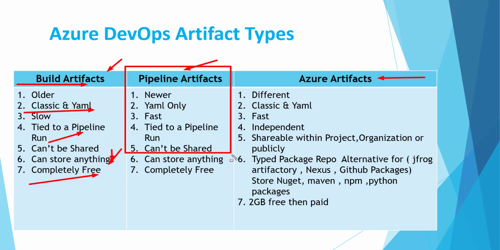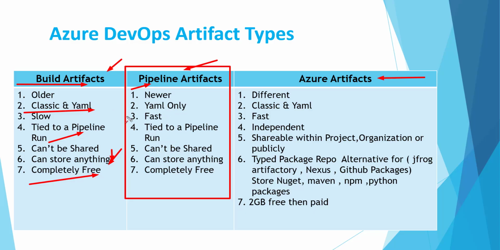The pipeline artifact is the same as the build artifact. Instead, this pipeline artifact was made for YAML pipelines only. It is newer than the build artifacts and it is very fast. It is faster in the download and the upload than the build artifacts. So Azure DevOps recommends you to use the pipeline artifacts when you are using YAML pipelines. It is faster and it has more features in the YAML pipelines.